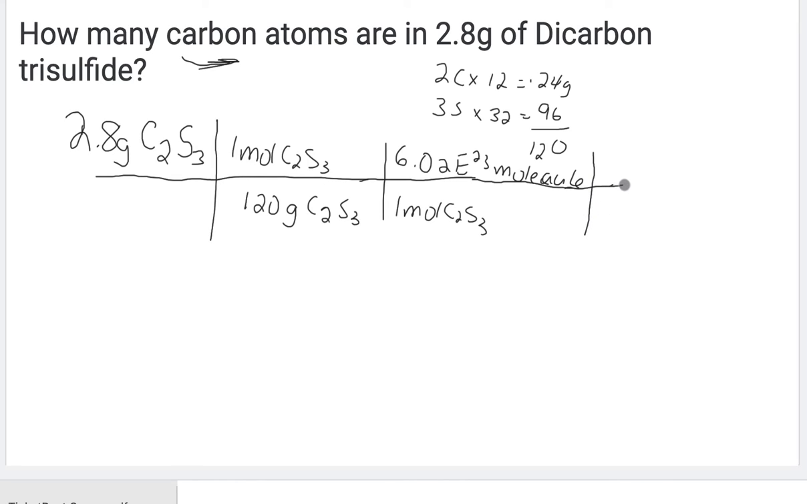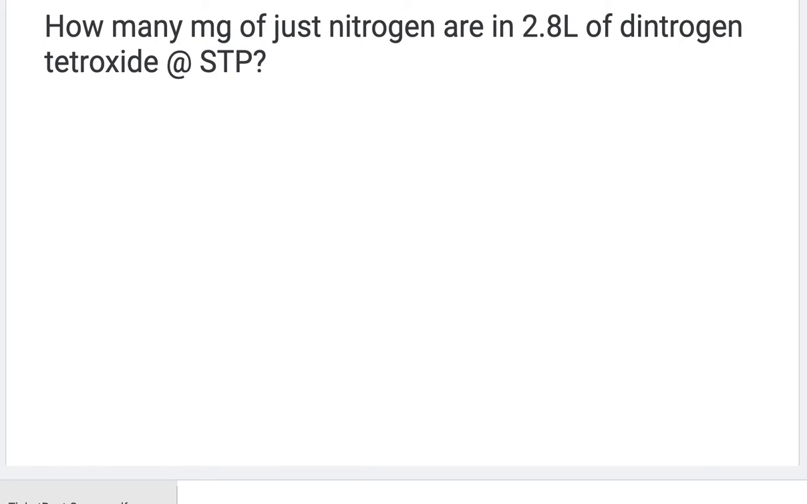Okay, then what you would have to do is say in 1 molecule of C2S3, there are 2, see the 2 right there, 2 carbon atoms. You don't want to do total atoms, you just want the carbon atoms. So then you would take 2.8 times 6.02 times 2 divided by 120. And so I'm not sure what that equals, but I'm pretty sure you could figure that out. All right? Okay, the next problem.